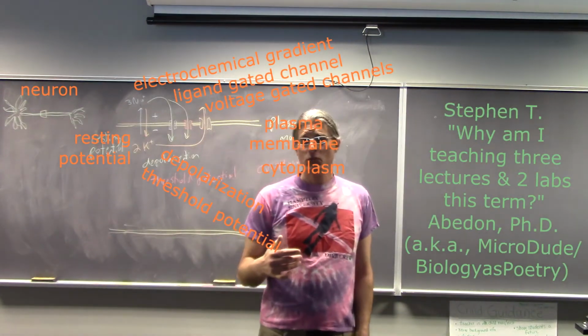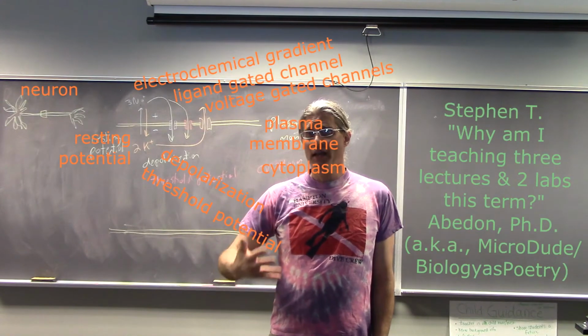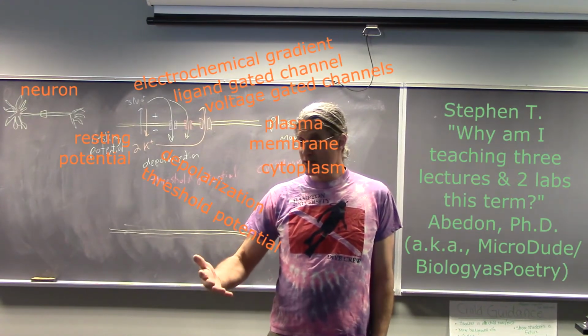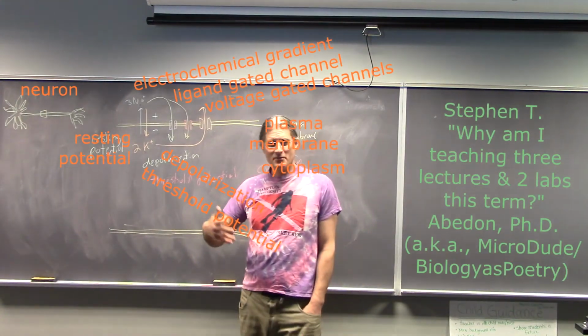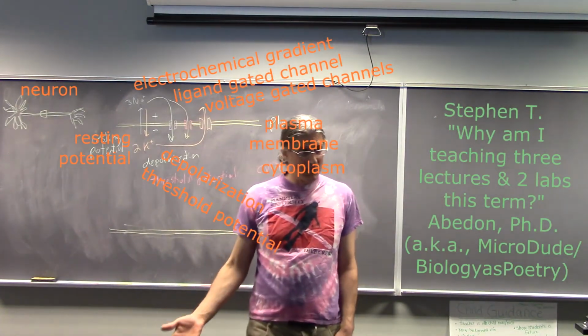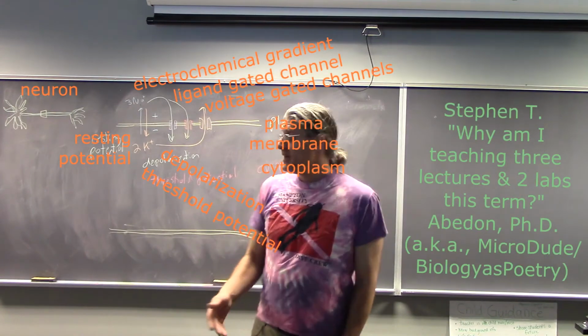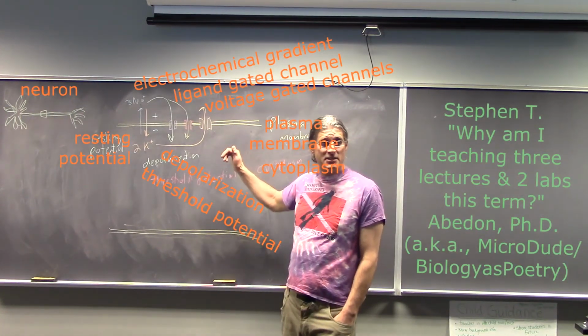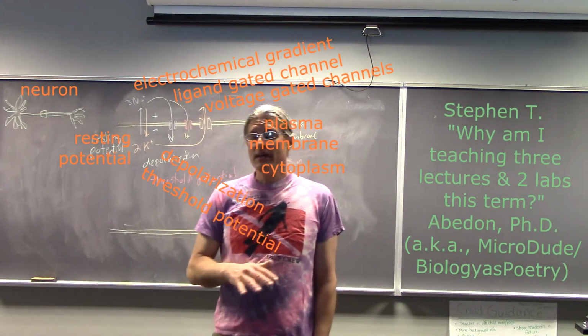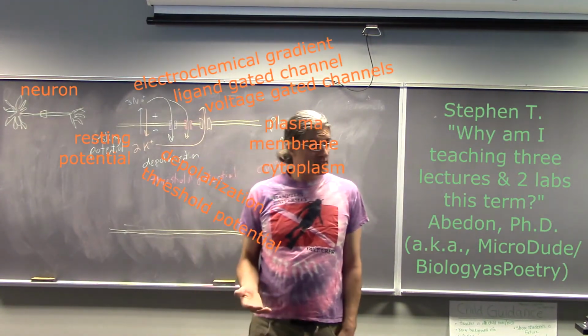So the difference between a neuron telling whatever's downstream whatever information it's carrying: the difference between a lot of information being carried and not a lot is not the intensity of the action potential. The intensity of the action potential is always the same. Instead, it's the frequency of the action potentials.